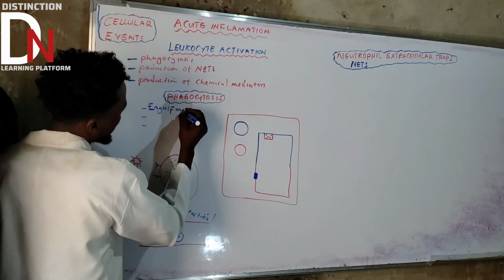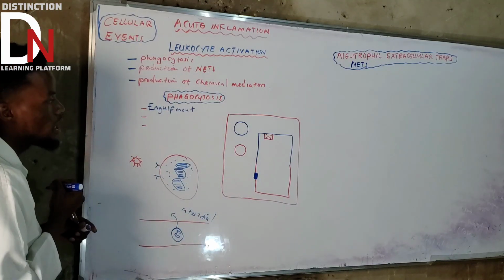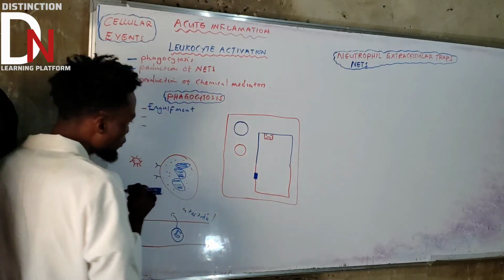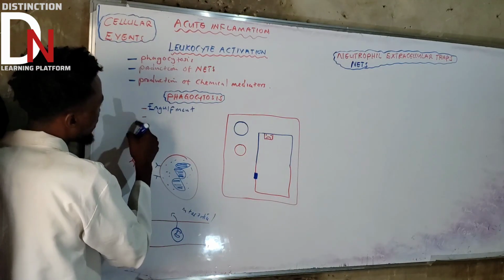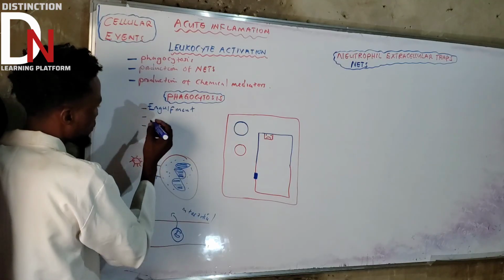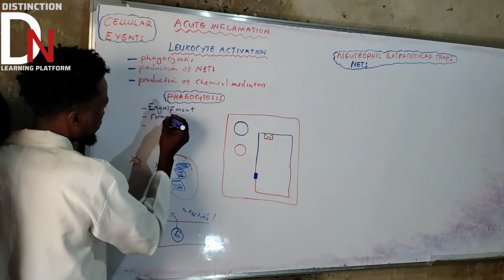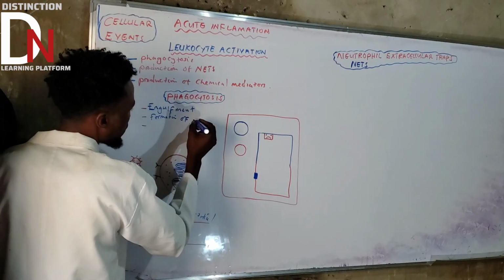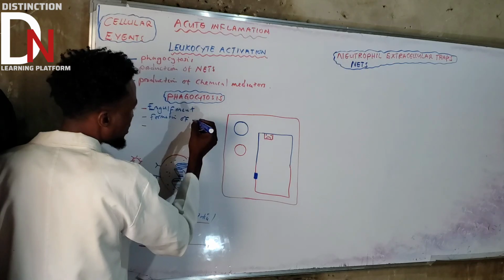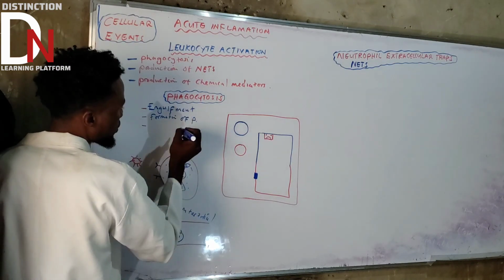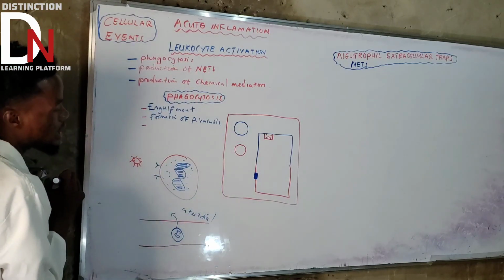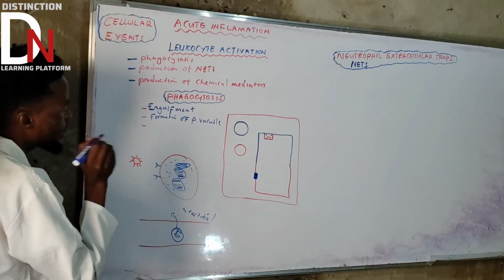Engulfment. Okay, the first one is engulfment. That's going to happen. What is the second thing after engulfment? Then the other thing is the formation of phagosomes, or phagolysosomes. So let's say formation of phagocytic vacuoles. We'll understand what that means. Okay, we'll talk about that. Then the last one is what?